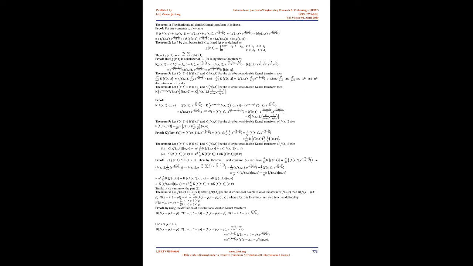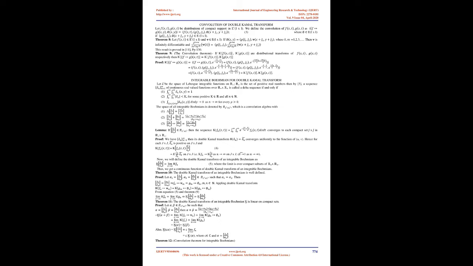Then by theorem 3 and equation 2, we have equals equals equals equals. Similarly we can prove part 2. Theorem 7: let E, IXI, and be the distributional double Kamal transform of, then U, V, where H, X, T, is the Heaviside unit step function defined by. Prove, by using the definition of distributional double Kamal transform. Equals 4 equals equals equals.